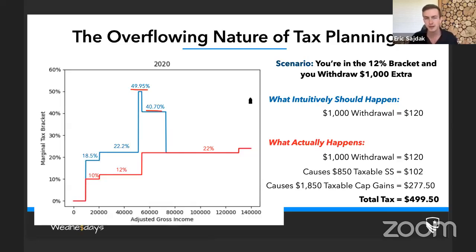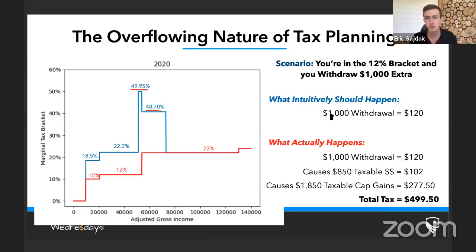Okay. And I'm going to try to explain this as best as I can, but I understand this is confusing in nature because we're stacking multiple tax hurdles on top of each other. So let's say you're in the 12% bracket and you withdraw $1,000 extra dollars. And let's say that you have $5,000 here of long-term capital gains. Prior to withdrawing this $1,000 extra from your traditional IRA, you aren't subject to this capital gain bump zone at all. All of your long-term capital gains are tax-free. They're at the 0% rate.